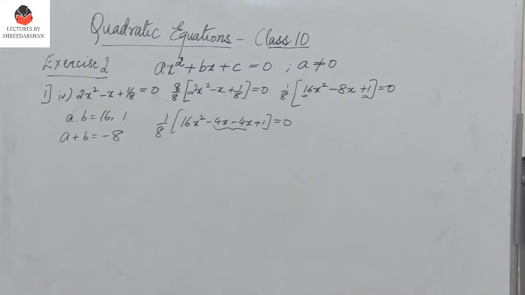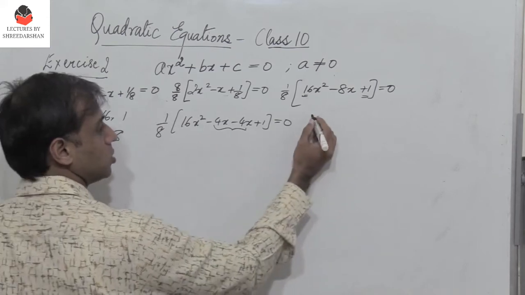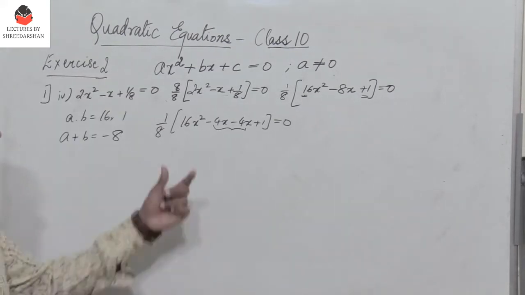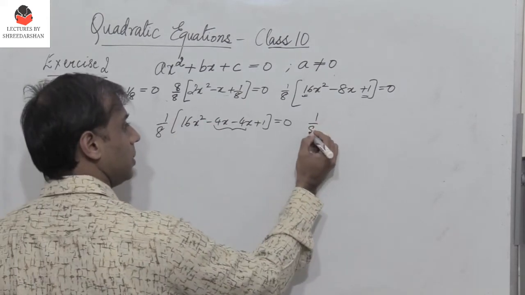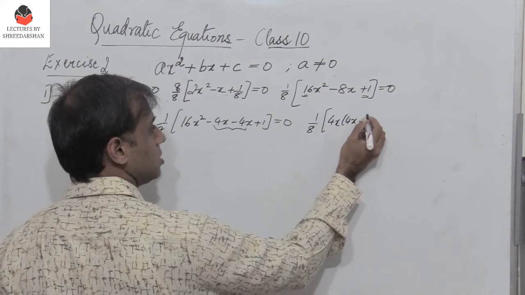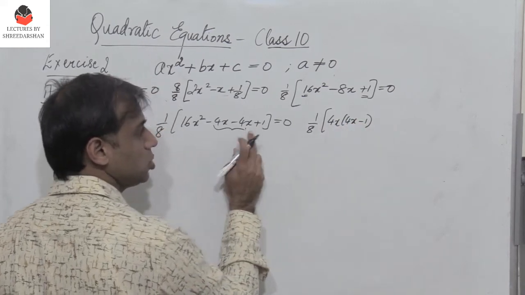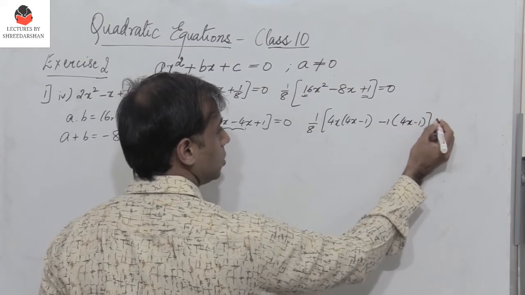So what can be done? From the first two expressions, I take 4x common. So I have 1 by 8 into 4x, and I get 4x minus 1. And then from these two, I take minus 1 common. Again, I get 4x minus 1 equal to 0.